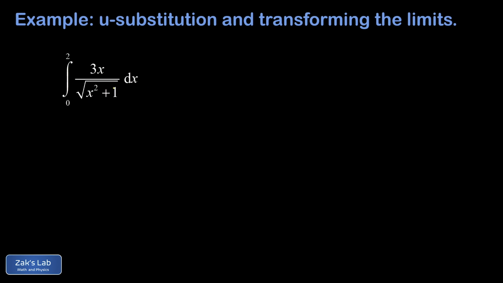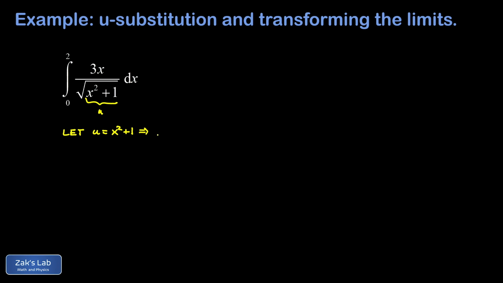In this problem, we're computing the integral of 3x over the square root of x squared plus 1 on the interval 0 to 2. In other words, it's a definite integral. And we're going to compute this one by using an explicit u-substitution, and we're going to transform the limits of integration to u space. So I think the most sensible u-substitution here is to let the interior of that square root equal u, and then we'll just figure out all the other consequences of that substitution and transform the whole integral. So we let u equal x squared plus 1.